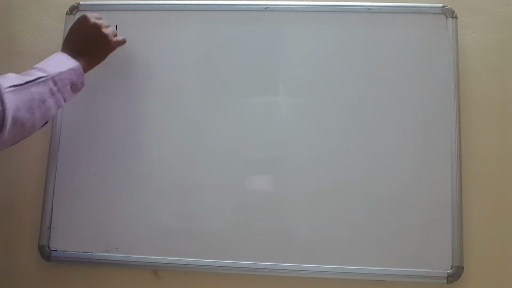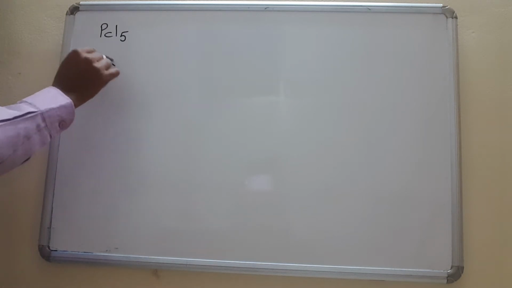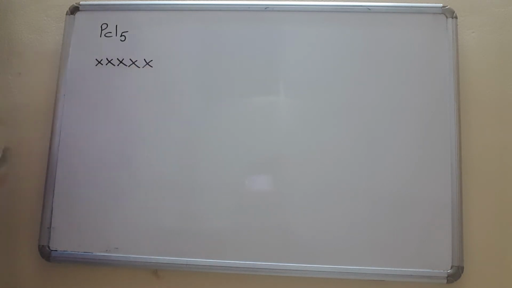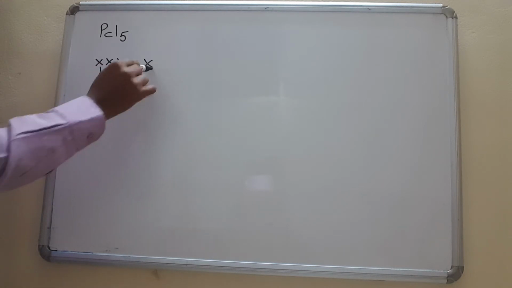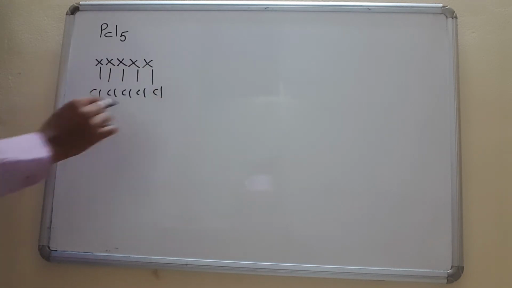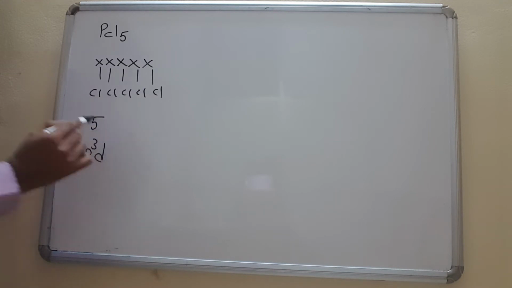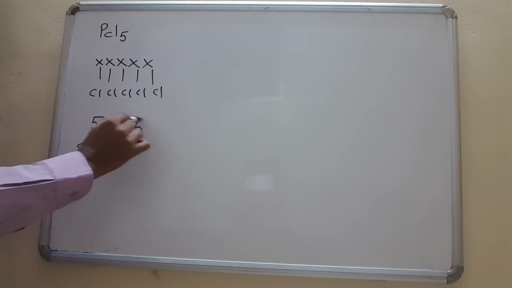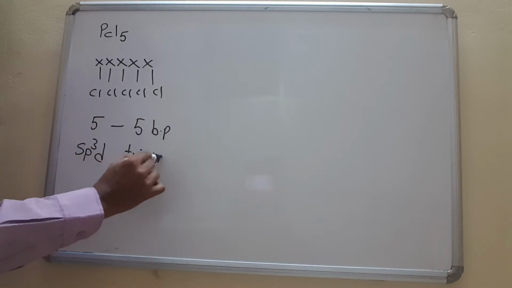Okay. Then another example is PCl5. Here the central atom is phosphorus. Phosphorus belongs to the fifth group, so 5 electrons. Each chlorine forms 1 bond with 1 electron present in phosphorus. That means the total pairs is 5. If the total pairs is 5, its hybridization is sp3d. 5 bond pairs, no lone pairs. It is trigonal bipyramidal.